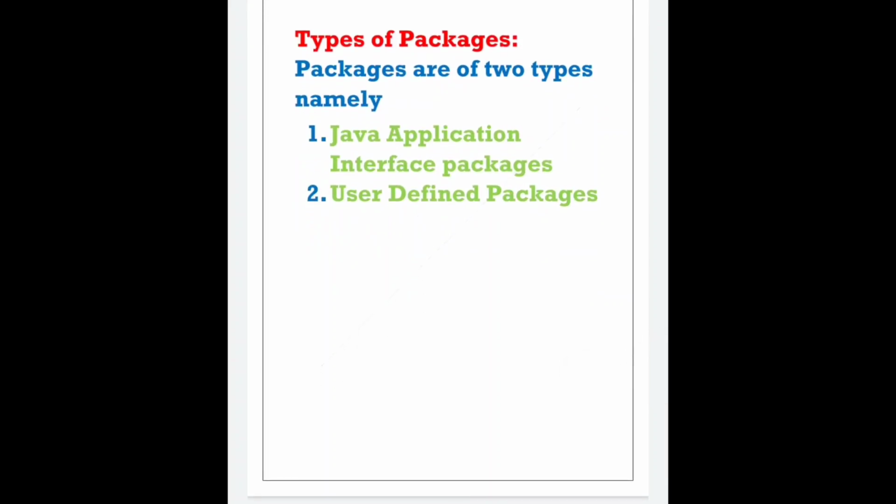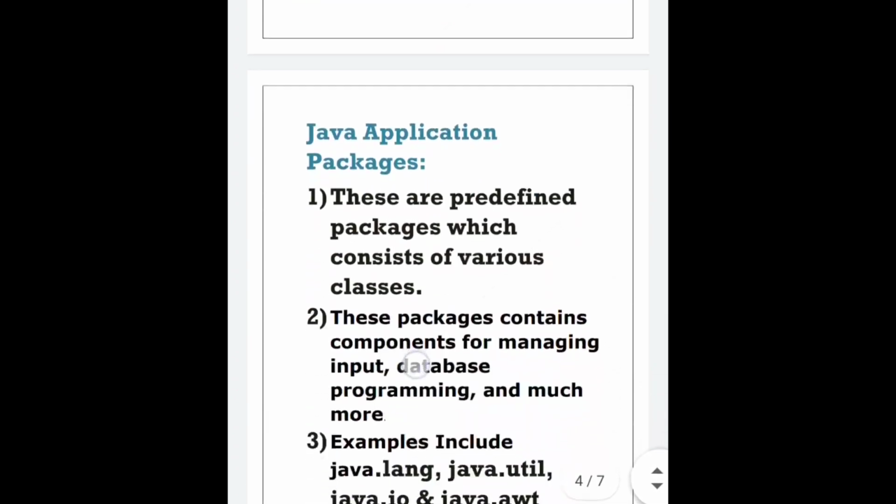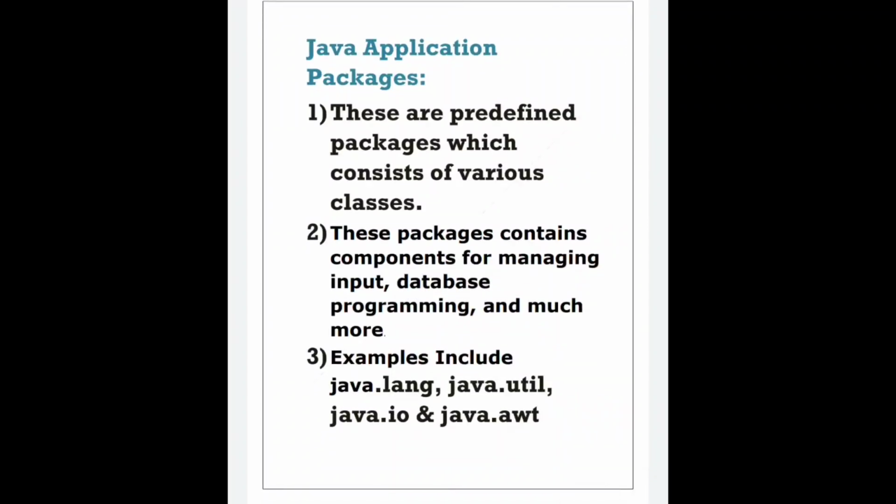Basically, there are two types of packages: Java application interface packages and user defined packages. Today, we are discussing only Java application packages. Java application packages are predefined packages which consist of various classes. These packages contain components for managing input, database programming and much more. Examples include java.lang, java.util, java.io and java.awt.